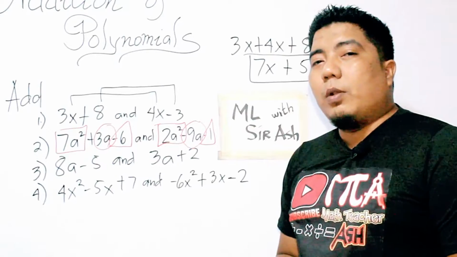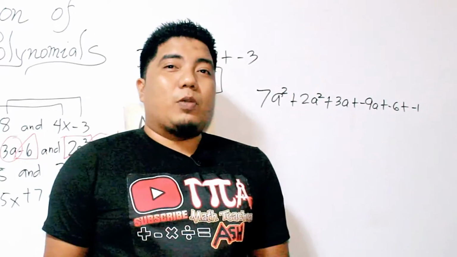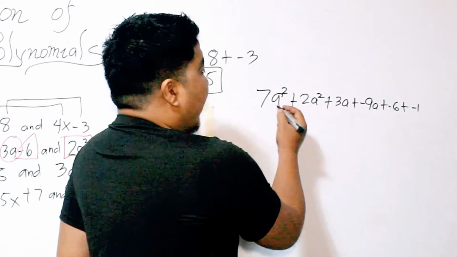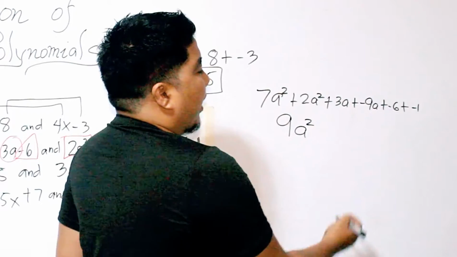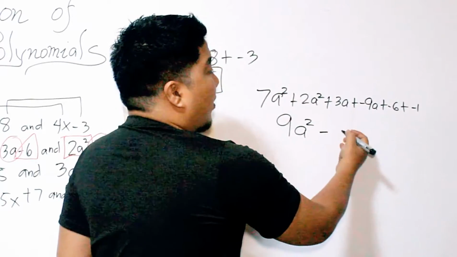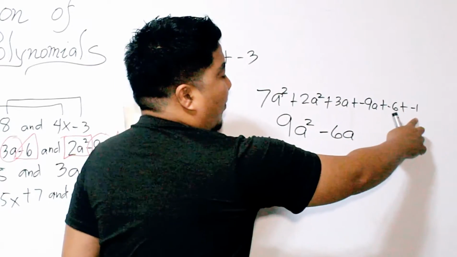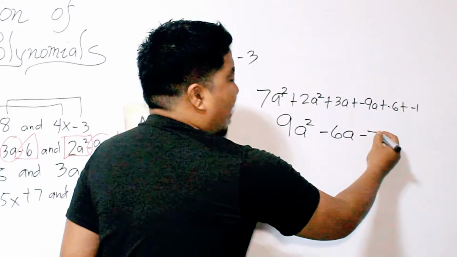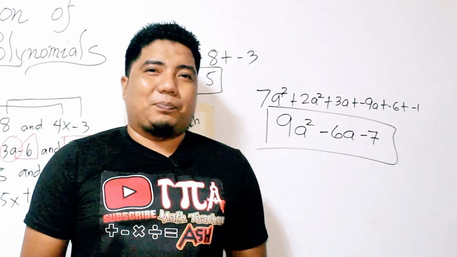So now, we will be adding the common terms. Okay? So now, the next thing we should do is we simplify. 7a squared plus 2a squared, that will be 9a squared. 3a plus negative 9a, that will give us negative 6a. Negative 6 plus negative 1, that will give you negative 7. And this is now your final answer.